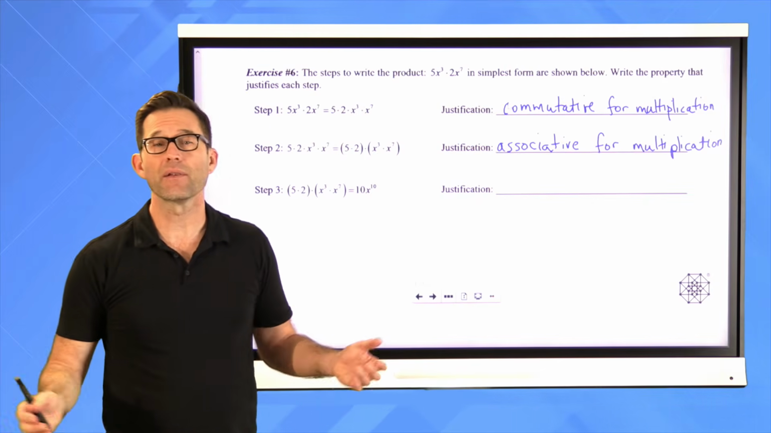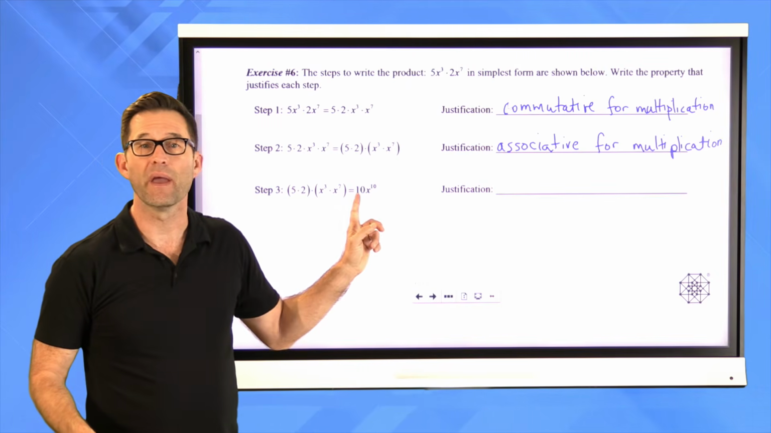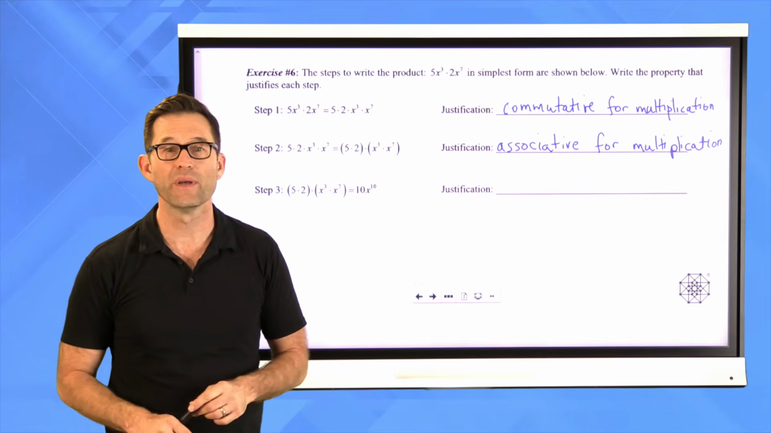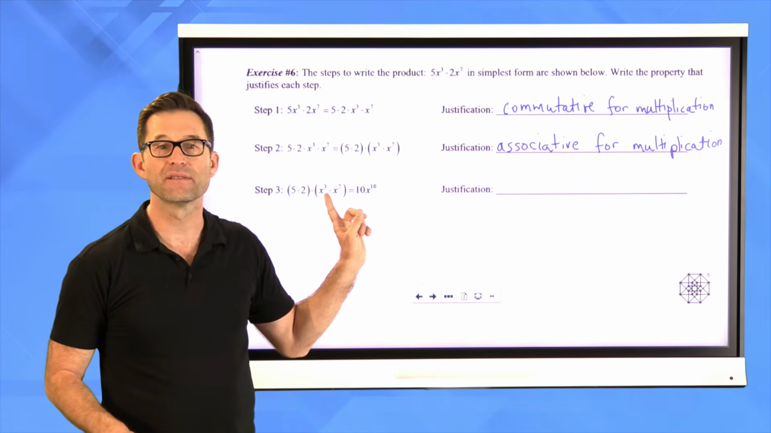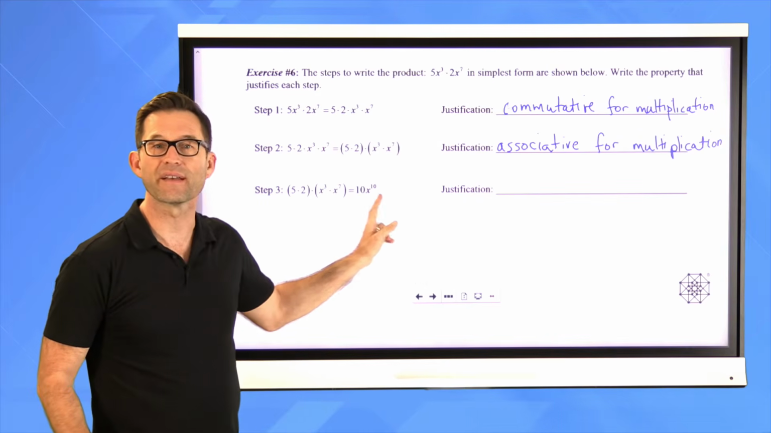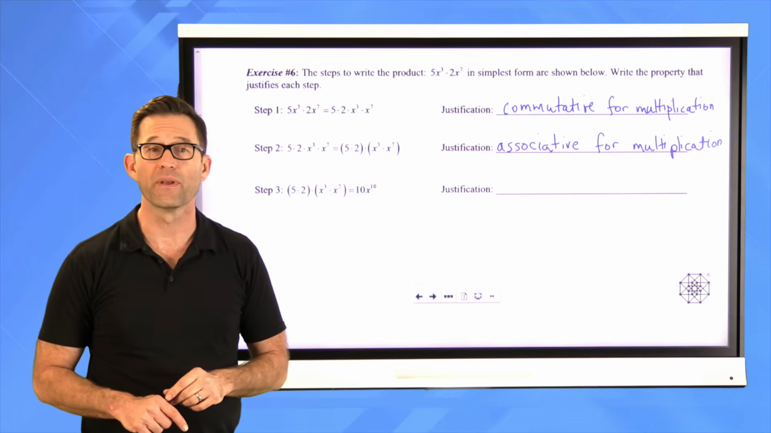And finally, in our last step, we've got these 2 things. We've taken the 5 times 2, we've made it into 10. There's no property for that. That's just what 5 times 2 is. And then we've got x to the 3rd, times x to the 7th, which gives us x to the 10th. And that is simply our exponent property number 1.